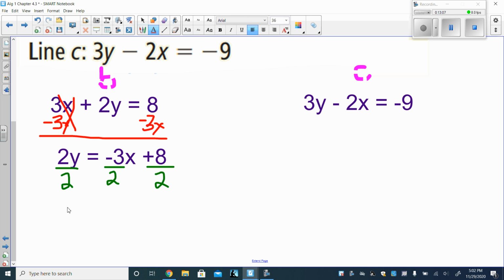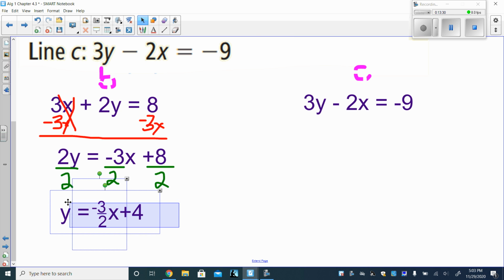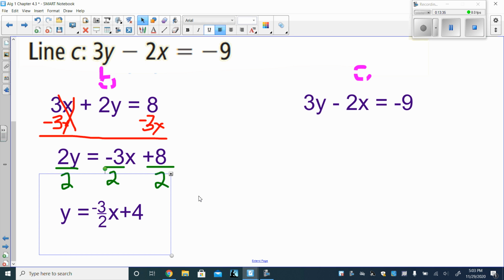And 2y divided by 2 will give us y. 1y is equal to, well, here we're going to have negative 3/2 x when we divide, plus, well, 8 divided by 2 is 4. So our equation for line B, when it's written in y equals mx plus b form, is going to be y equals negative 3/2 x plus 4. And we'll move it up here.